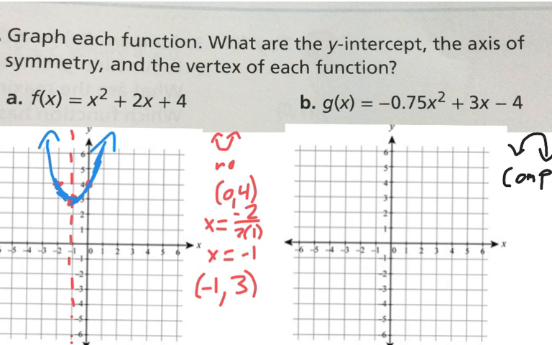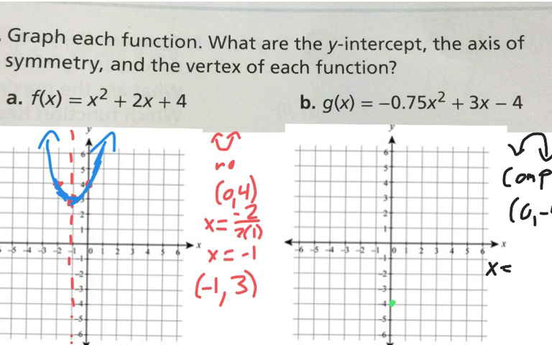Next, where is my y-intercept? 0, -4. It is at 0, -4. Right, it's always this C term. So I know this is going to cross the y-axis at -4. Okay, next I need to find the axis of symmetry. So x equals -3 over 2 times -0.75. Boy, I'm going to have to give myself more room. Give me just a second. I'm going to rewrite that.